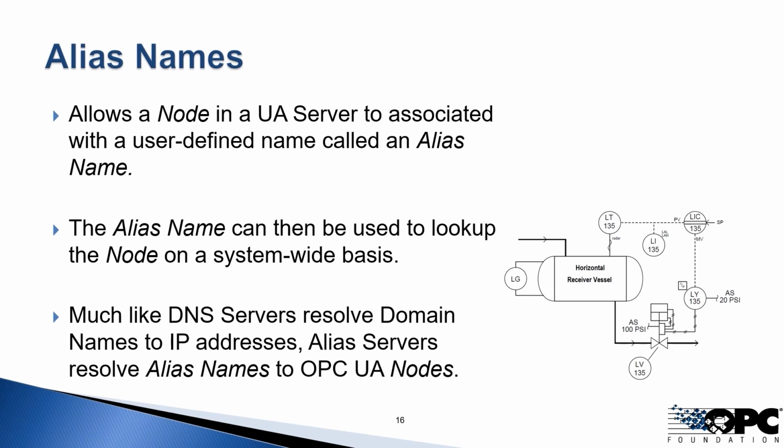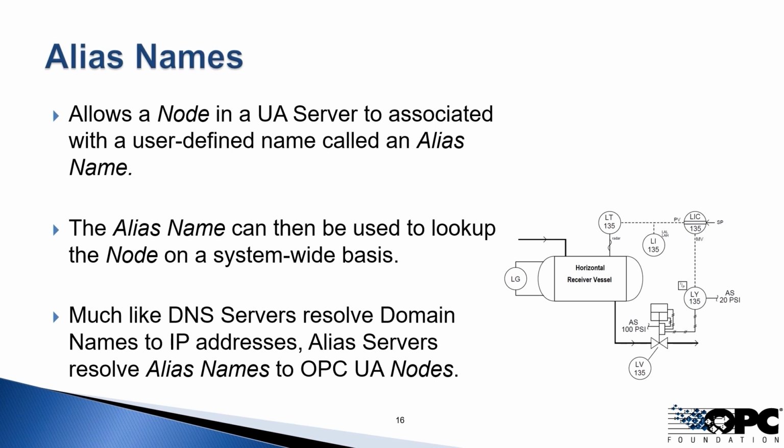Another centralized concept recently developed for OPC UA is the notion of alias names. Through this mechanism, we allow a node in an OPC UA server to be associated with a user-defined name called an alias name. This alias name can then be used to look up the actual node, the ID or the address, if you will, on a system-wide basis. And this works much like a DNS server is used to resolve a domain name to an IP address. In our case, an alias server resolves an alias name to a node in an OPC UA server.